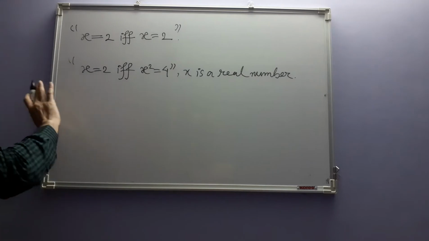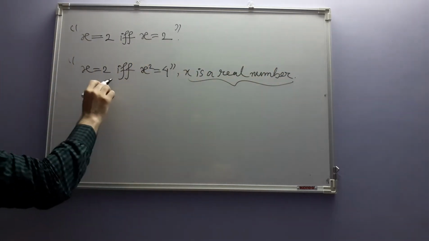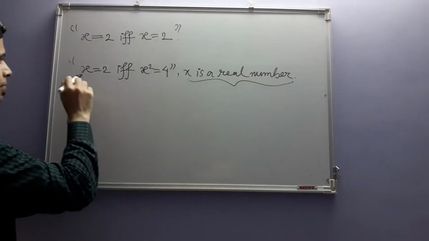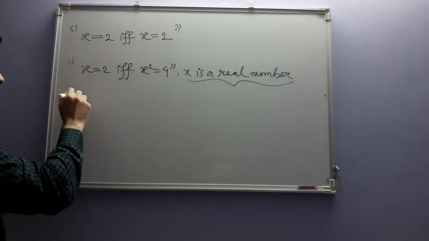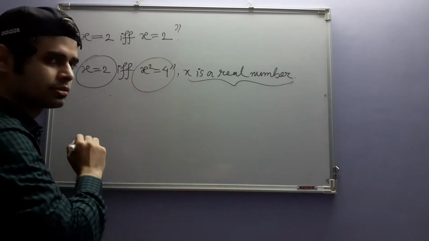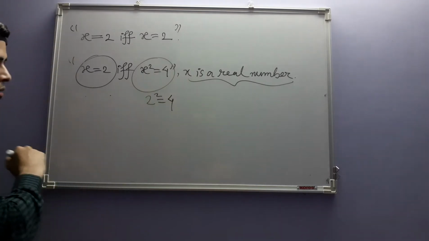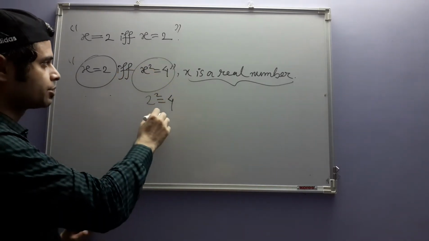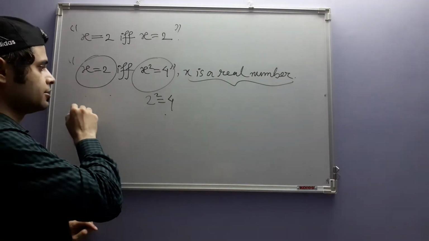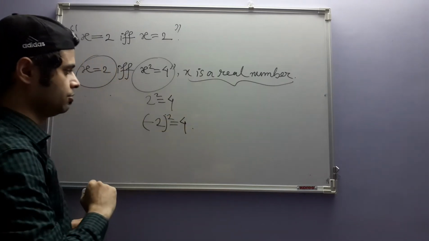So what this part says is that if x is a real number, then x equal to 2 if and only if x square is equal to 4, it's not true. Because you see, when x is equal to 2, when this is true, of course we have this. If x is equal to 2, 2 square is equal to 4. However, if x square is equal to 4, that does not necessarily tell you that x is equal to 2, because minus 2 square is also equal to 4.